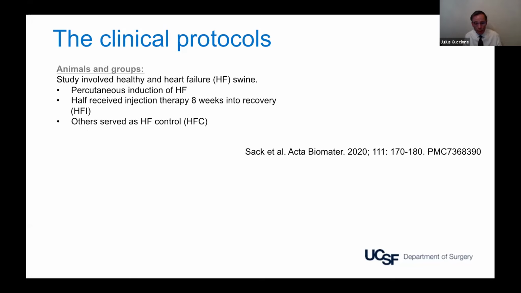And we also had at least 5 animals where we followed them out for 16 weeks, like the heart failure group without injection, as a heart failure control, HFC. And we also did detailed computational modeling on normal swine, normal controls, which we abbreviate as NC.